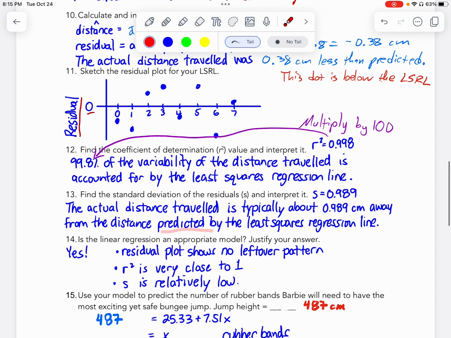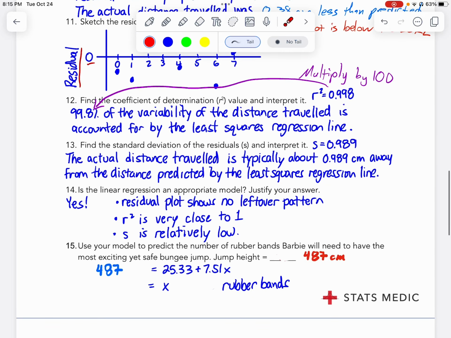So sometimes it'll be higher, sometimes it'll be lower, but typically on average, the distance she traveled is only off by 1 centimeter from what we predicted. This is about 1 centimeter. Okay, that's pretty darn good. I feel pretty confident if I was Barbie.